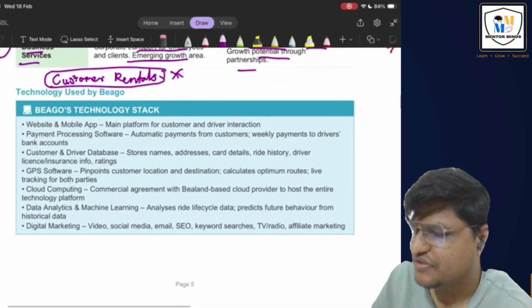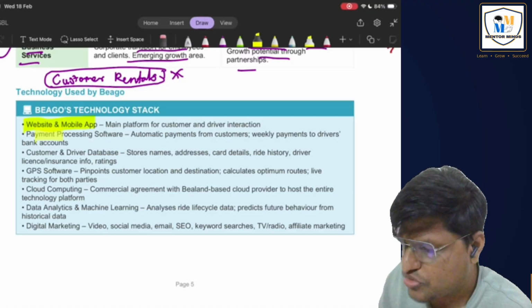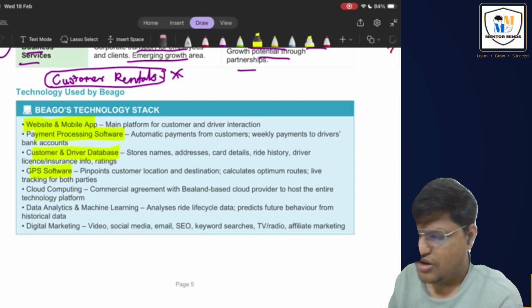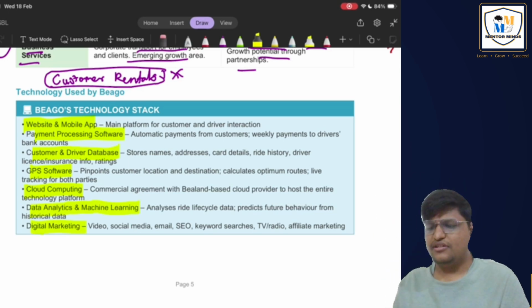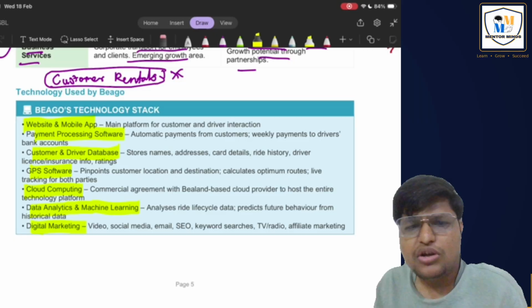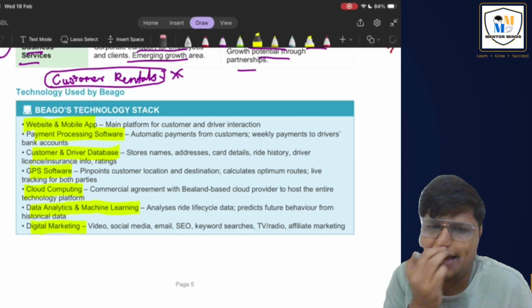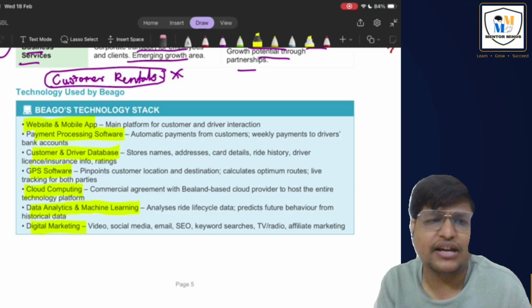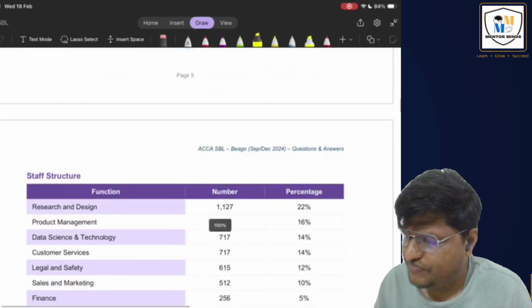Now, what are the technologies that we use? It is simple. We have a mobile app and website, then payment processing software, customer and driver databases, GPS software, cloud computing, data analytics and machine learning, and digital marketing. Right. Through the app and payment, customers can book and the suppliers can accept. Then the customer and driver database, and obviously maps are required as this is a transportation business, so we have GPS. And obviously today is a world of digital marketing and AI, so we have data analytics and digital marketing. So these are the various technologies that they are using.